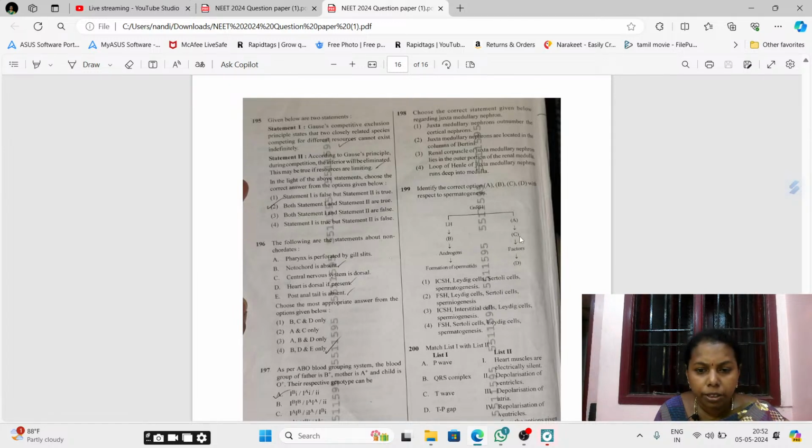199. A will be FSH, C will be Sertoli cells for spermiogenesis, and B will be Leydig cell for androgen formation of spermatid. So 199 is option B.